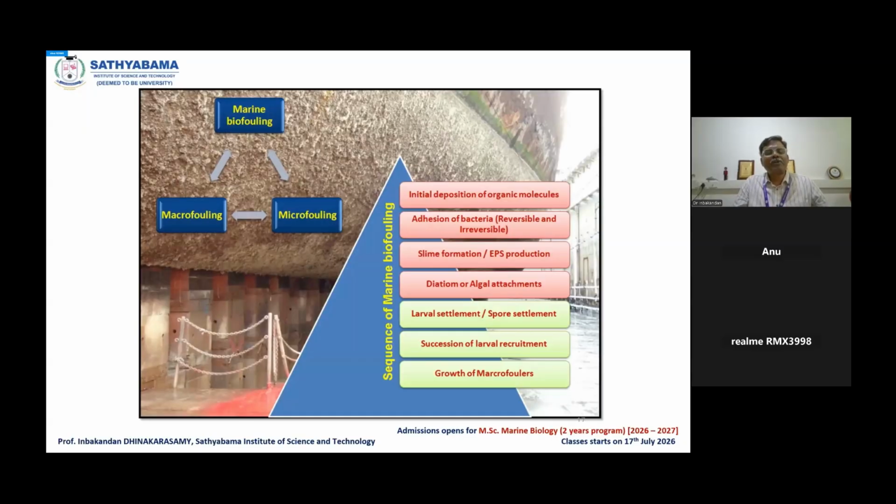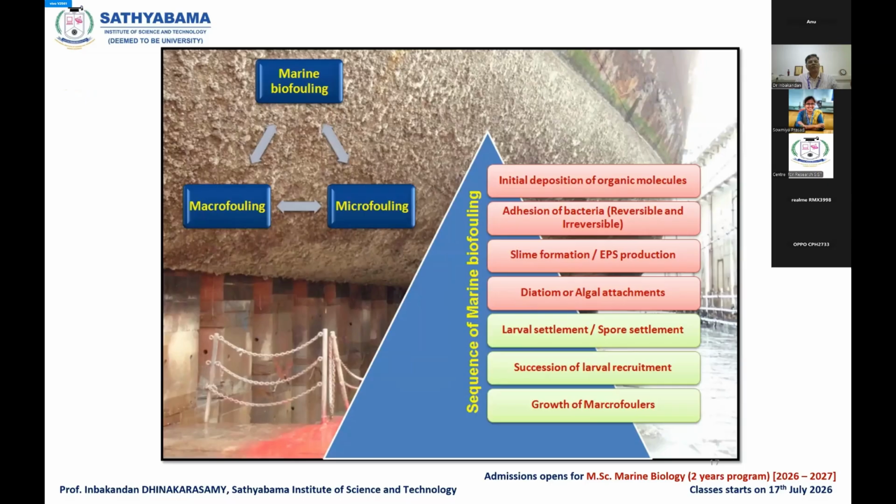So this marine biofouling can be classified as microfouling as well as macrofouling, and this microfouling and macrofouling will happen in a sequential manner, which is tabulated here. You can see the process. All the rose color boxes are representing the microfouling, and the green color boxes are representing the macrofouling.